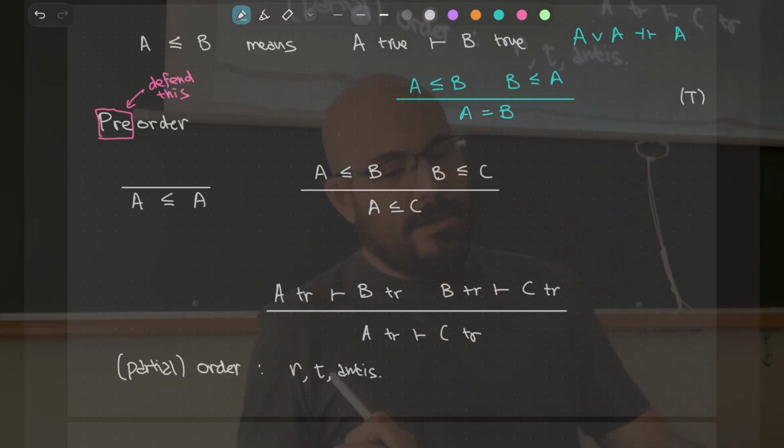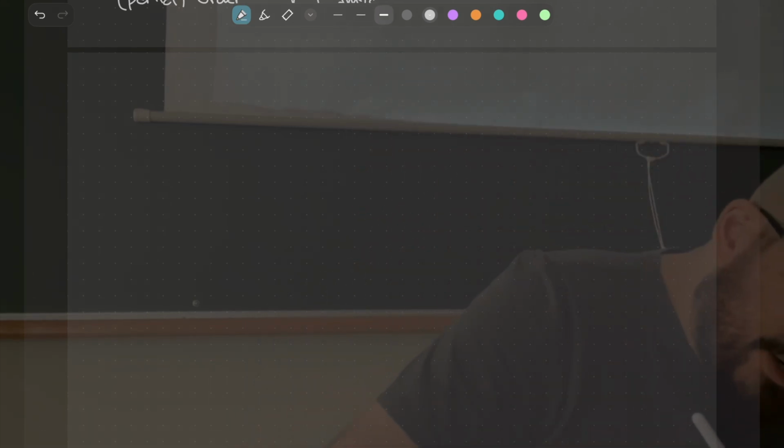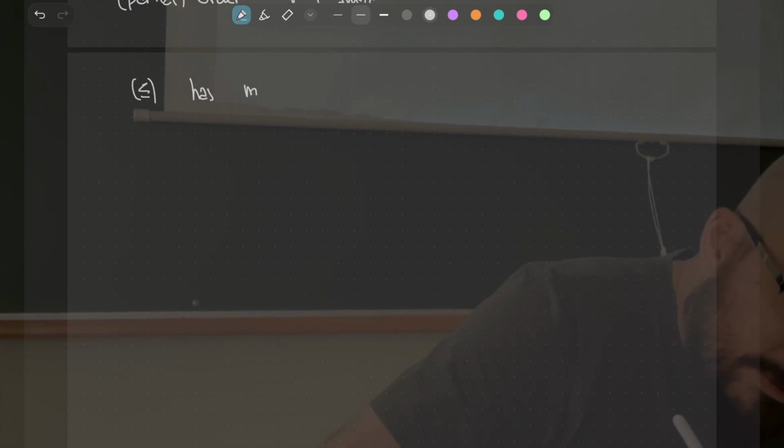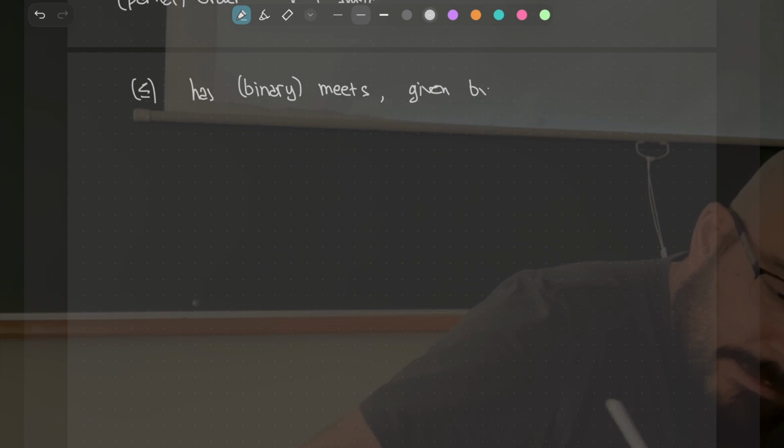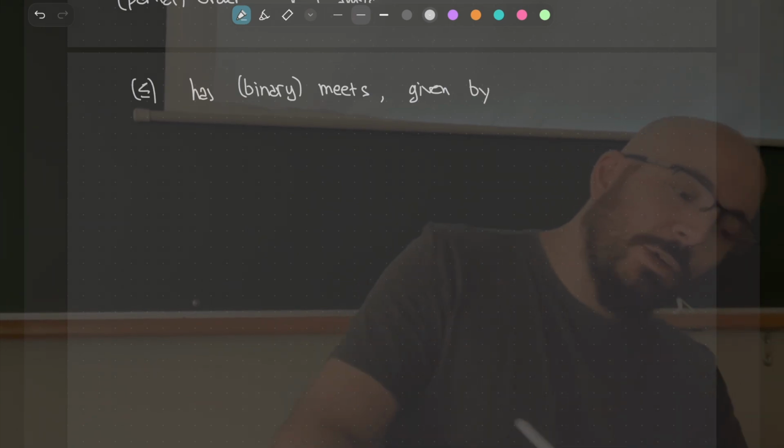I want to say some interesting things that happen here because, from the proof theoretic and logic aspect, this world, this order, has some very nice guarantees. It has what are called meets. Has meets. I will say binary meets. And now you will ask me what is a meet. Binary meets. Given by, you'll tell me what they are given by.